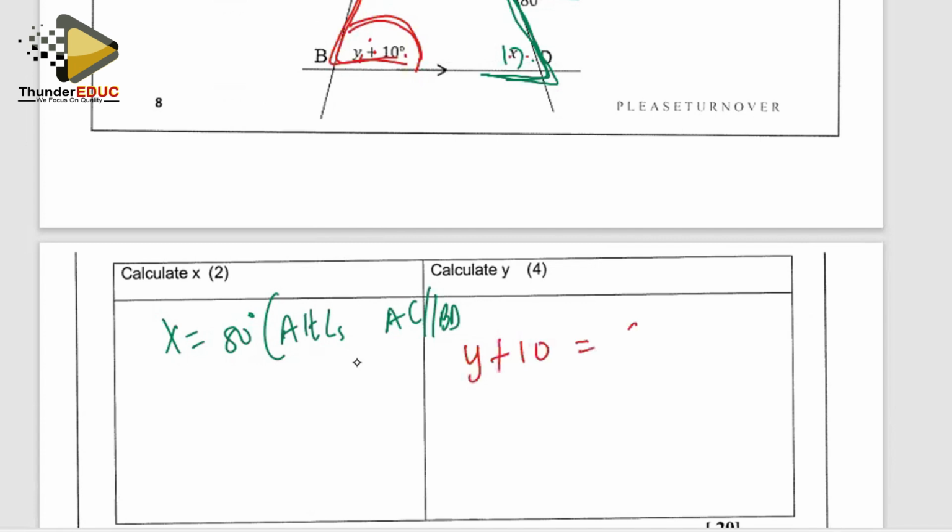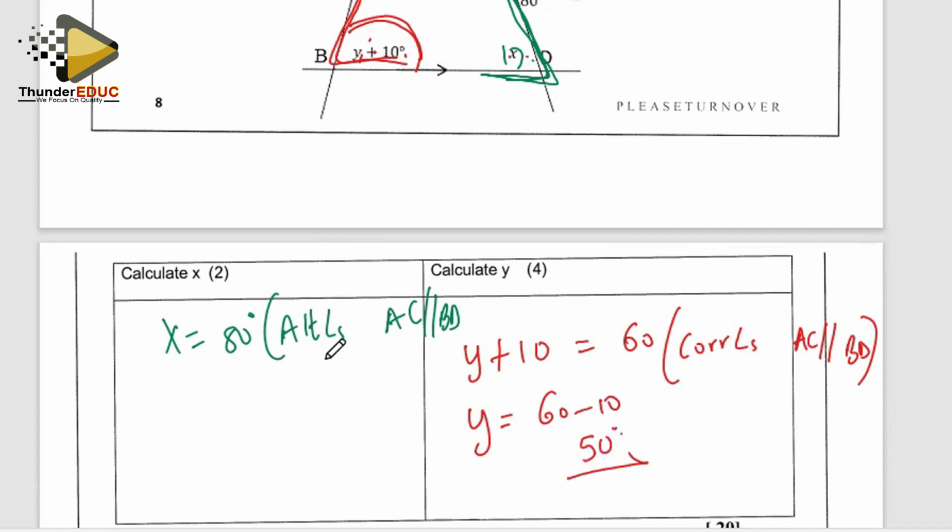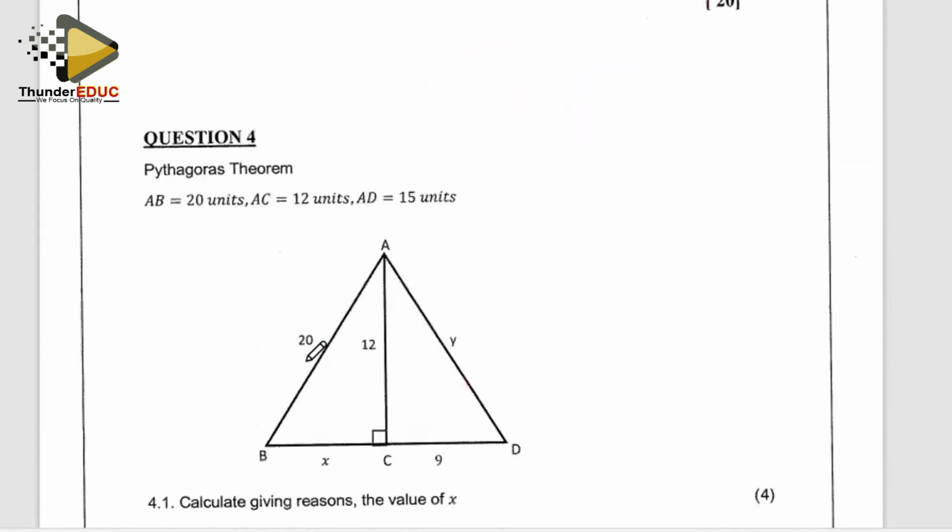Y plus 10 must give us 16. Those are corresponding angles because AC is parallel to BD. Then let's move the 10 to that side. That's going to be 60 minus 10, which gives us 50 as our answer for that case.